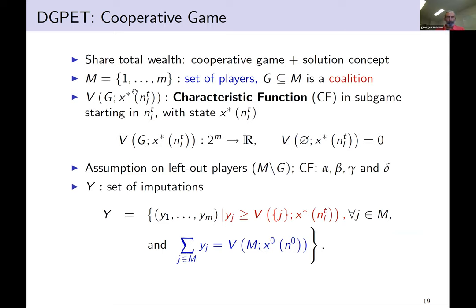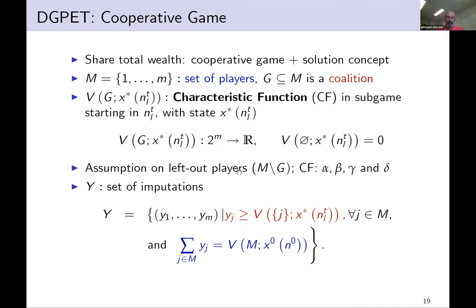So now we need to develop some ideas related to cooperative games. The tools I am using are the classical tools. So we have a set of players. I have to introduce a new object here, which is a coalition. So a coalition is simply a subset of the set of players. And now I need to be specific. What is the payoff of each of this coalition in any starting subgame? So to do this, we introduce what we call a characteristic function.